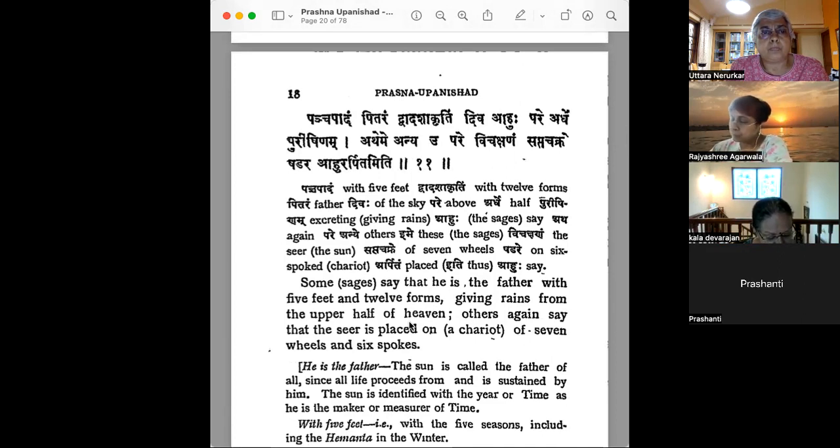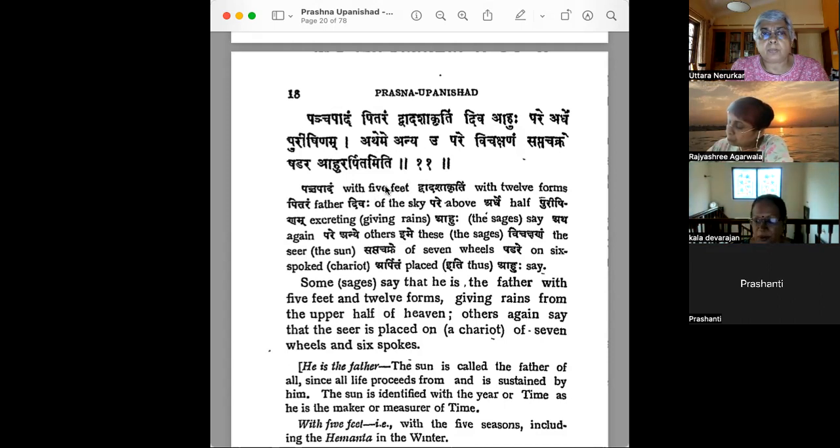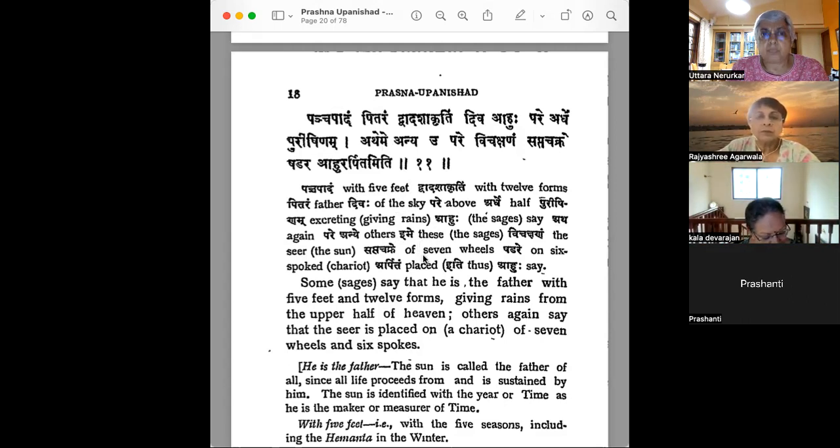Here again, there are two meanings. The first one, the Adi Devika, is talking about the sun. And here we say that the sun is the all-encompassing protector of the universe. One school of thought talks about the five legs, which are the five seasons, and the twelve forms, which could be the twelve months. And it is situated in the northern or the superior part, which is the Devaloka.